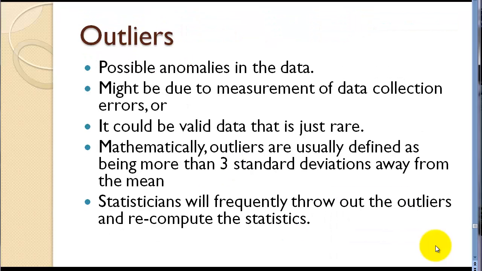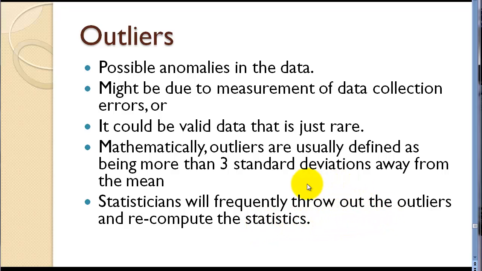One of the things we have to deal with in statistics is something called outliers. Outliers are potentially anomalies. Maybe there was some error in the data collection. Maybe we recorded a number wrong. Or the data could be valid data and it's just a rare case. Statisticians, to avoid these outliers from significantly impacting the data, frequently a statistician will throw out the outliers.